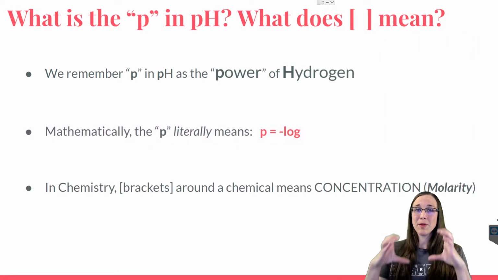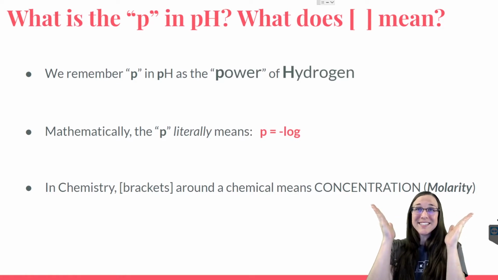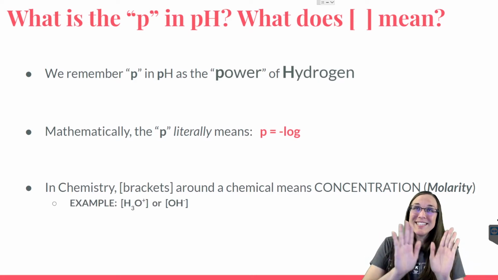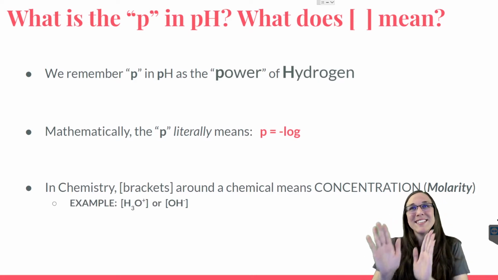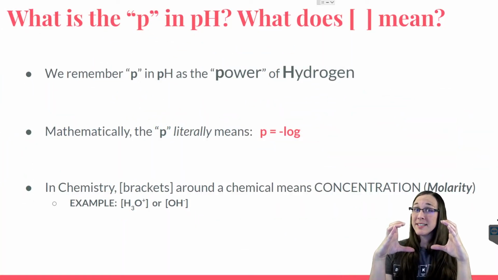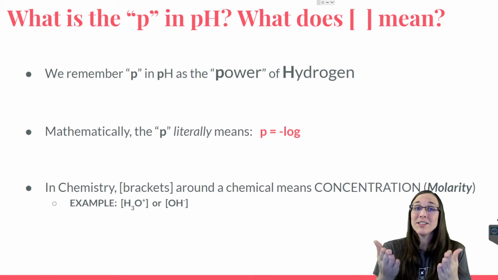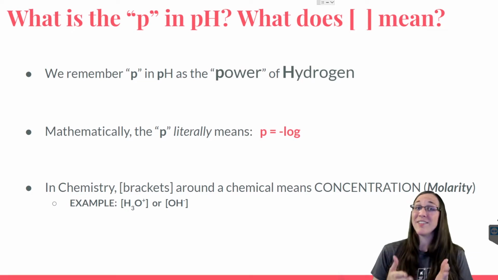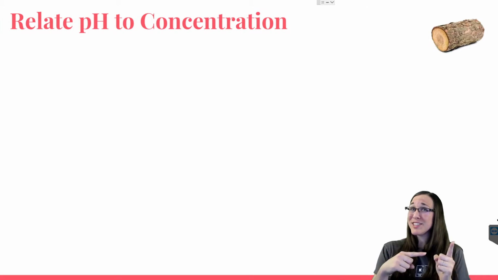And in chemistry, when we put brackets around anything, we're talking about molarity, concentration, moles per liter of solution. Molarity is moles per liter of solution. So for example, if you were to see bracket H3O plus, hydronium ion, that means the concentration of hydronium ion. Or bracket OH minus, hydroxide ion, that would mean the concentration of hydroxide ion. Ta-da! So then how can we relate this whole pH thing, the power of hydrogen, to concentration?